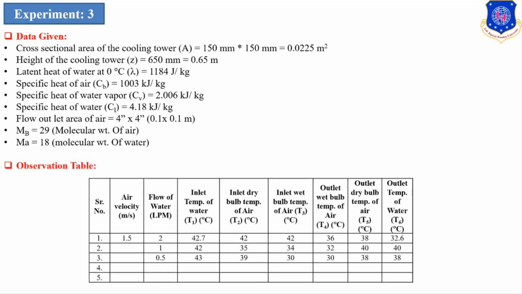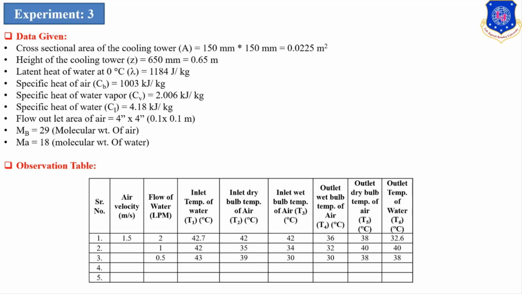Now the air velocity will be constant because we will use a constant air compressor, and so it will be somewhere around 1.5 meter per second. Then we can adjust the flow of the water, in LPM, or liters per minute, through the rotameter, and we can find out the different temperatures. First of all, we have to note the inlet temperature of water, T1, then the inlet dry bulb and wet bulb temperature of air, that is T2 and T3, and after 10 minutes we have to find out the outlet wet bulb and dry bulb temperatures of the air, and also the outlet temperature of the water.